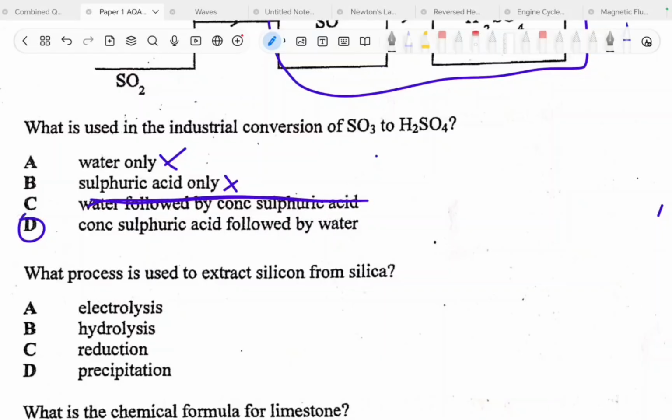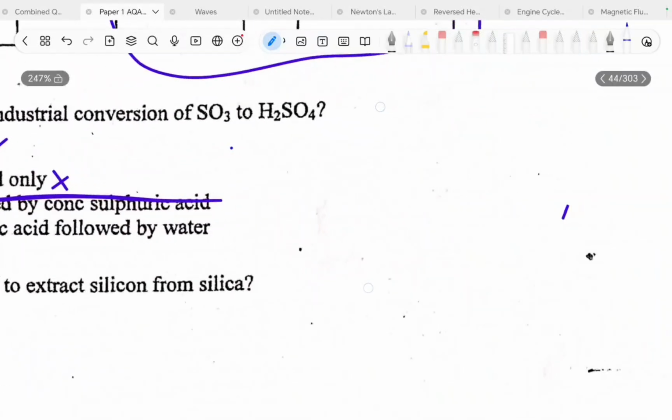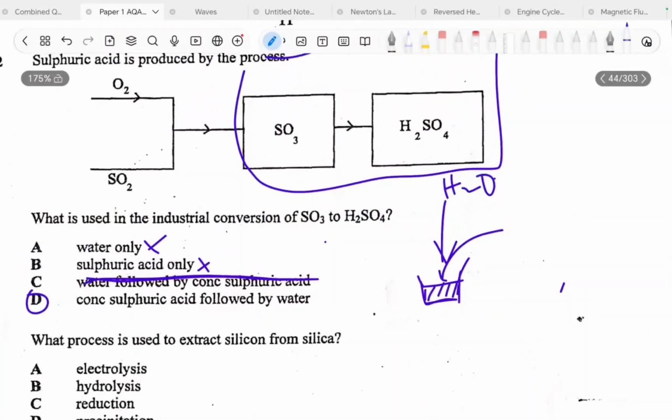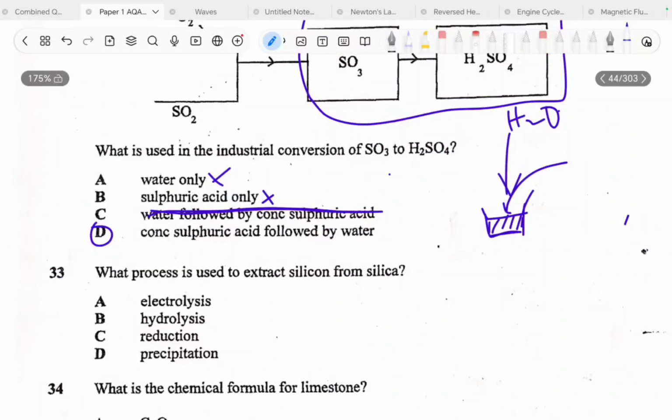Yeah, D is the only reasonable one, because in the contact process, you have to pour your SO3 into concentrated sulfuric acid so that the reaction isn't vigorous, and then you dilute this by adding water. Then you get your controlled amount of H2SO4. So it's D. You have to know the contact process, because it might pop up in paper 2, so you do need to know the contact process.